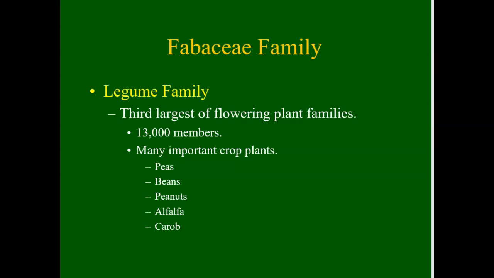So the legume family, the Fabaceae family, is the third largest of the flowering plant families. There's about 13,000 members. There are a lot of important crop plants in this group. There's a list of a few that you know of: peas and beans, peanuts, alfalfa, carob. All of those are members of the legume family, and so it's a pretty big group.